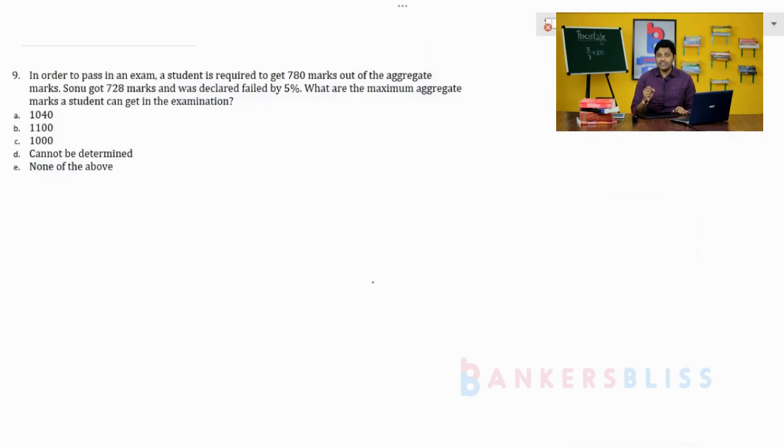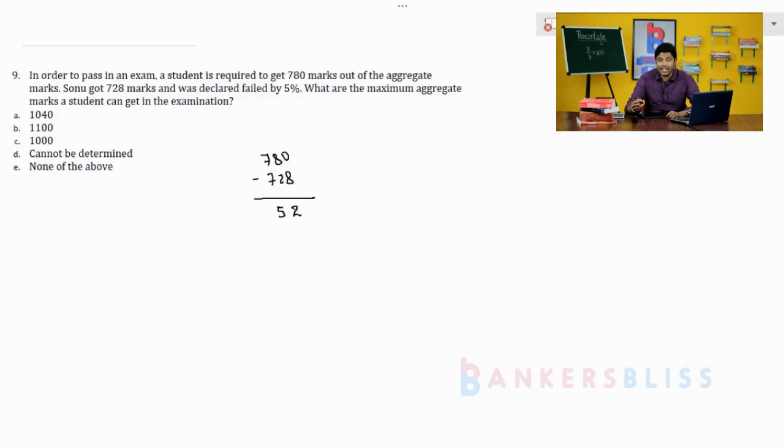See, 780 marks he should get to just pass. But how much is he getting? 728. And they are telling he failed by 5%. Means if he got 5% extra, then he could have just passed. See, 780 he should get, but he is getting 728. So if you subtract both, 10 minus 8 is 2, 7 minus 2 is 5. So 52 you got. If he could have got 52 extra, then he could have passed.